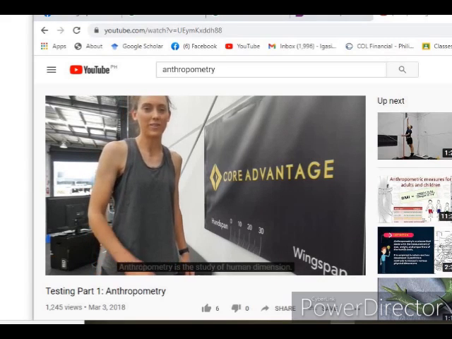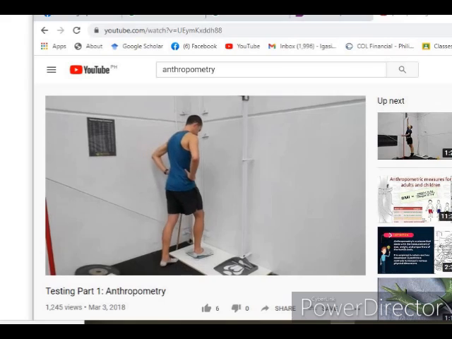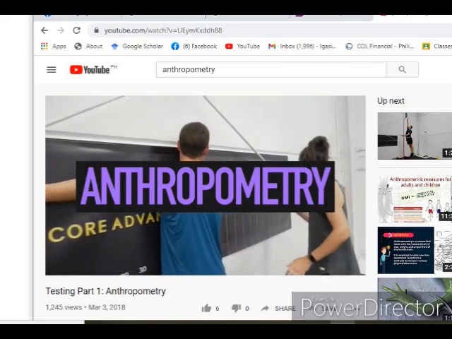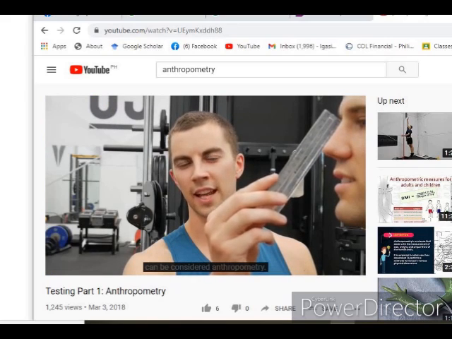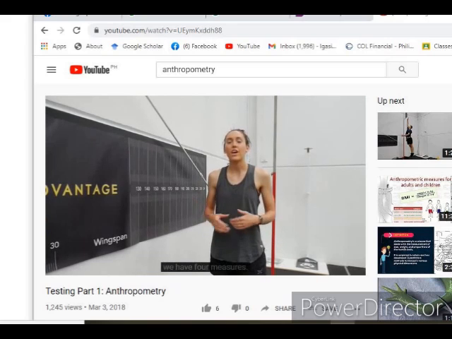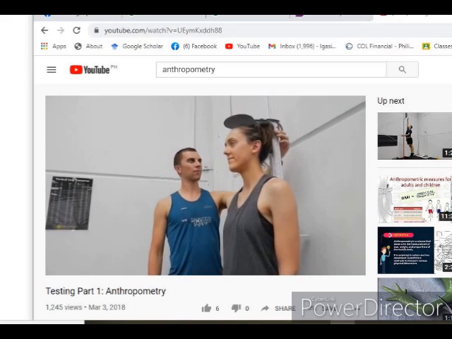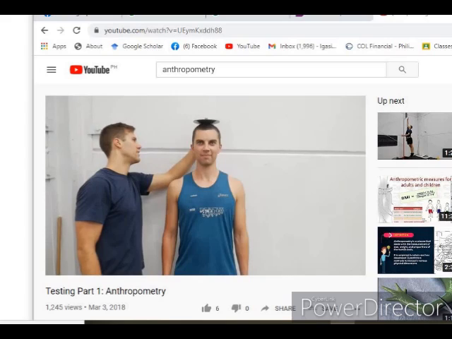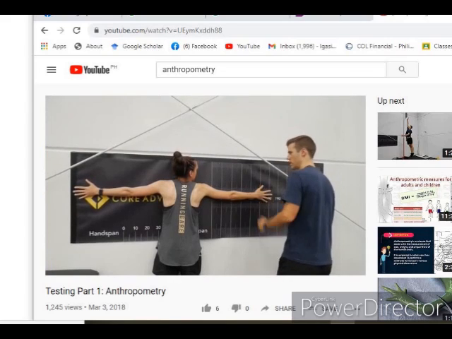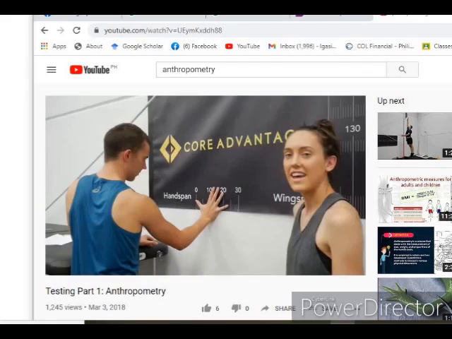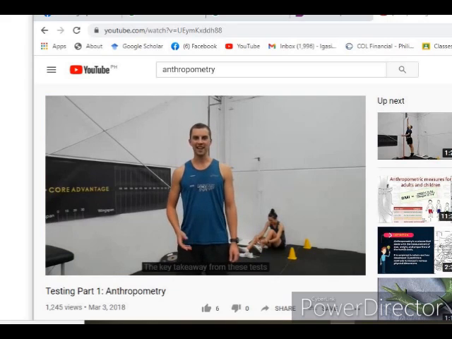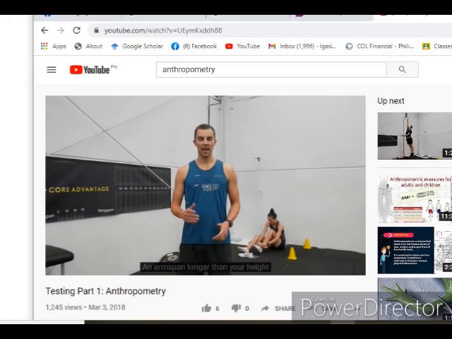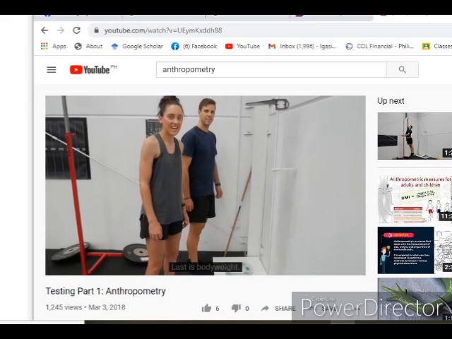Anthropometry is the study of human dimensions. Everything from body fat percentage to the length of your nose can be considered anthropometry. For this section of testing, we have 4 measures. First is height, without shoes. Then arm span and hand span. The key takeaway from these tests is the ratio between your height and arm span. An arm span longer than your height is usually best, as is a larger hand span. And last is body weight.